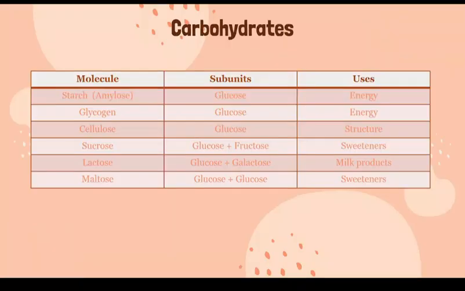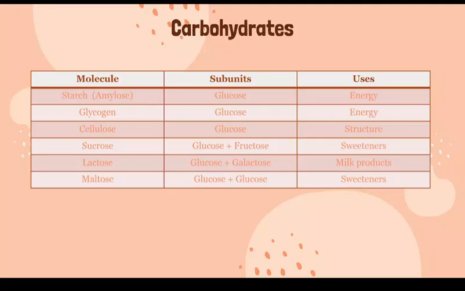Now let's talk about carbohydrates. There are a lot of different carbohydrates. There's starch, which is the most commonly seen. It's amylose, and that molecule can be broken down into glucose. We eat starch, which comes from, let's say, potato and rice, for energy. Glycogen also breaks down into glucose, and we also use this for energy. However, this comes from the meat of animals and stuff like that.